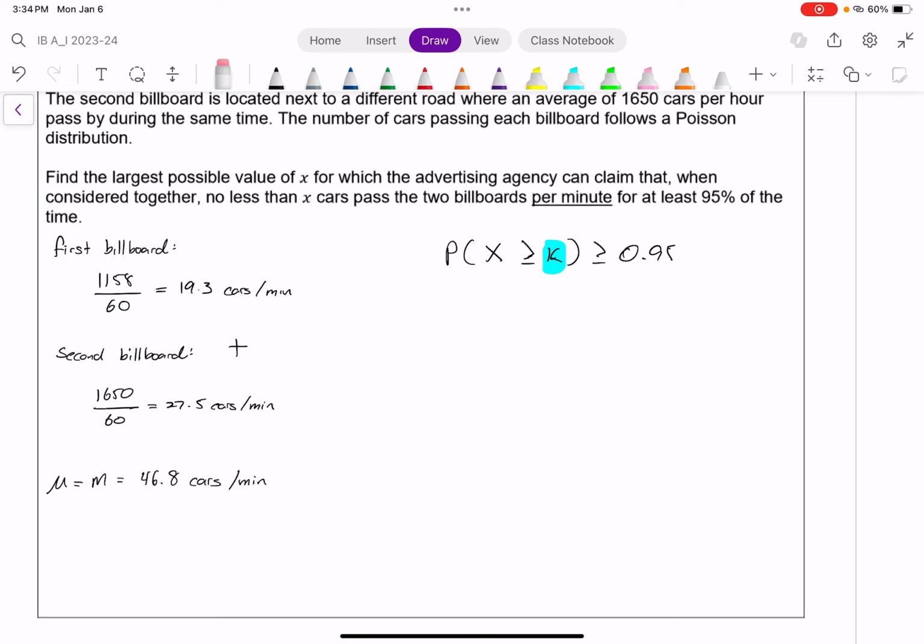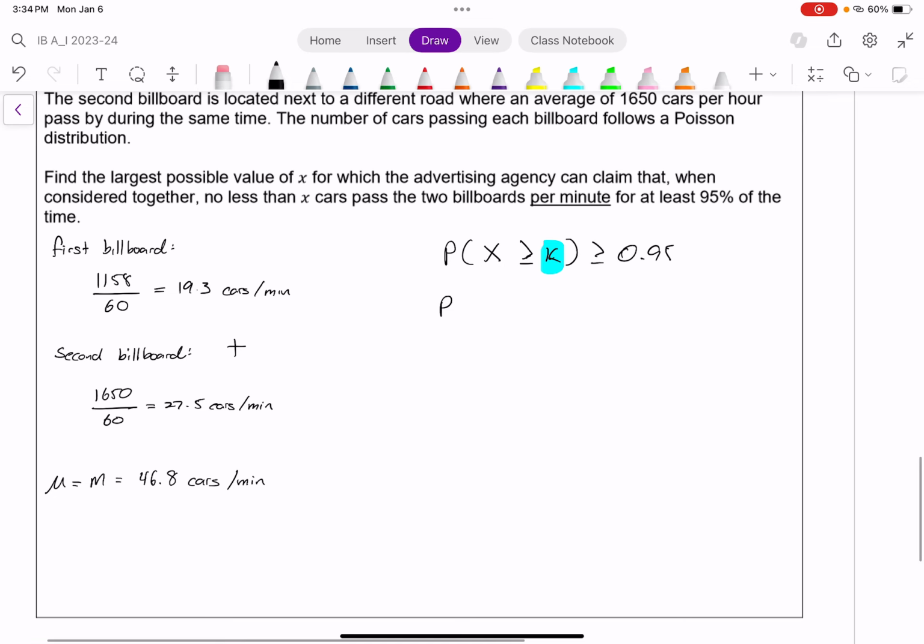Remember, again, our calculators aren't so good at telling us more. So I'm going to adjust this and write it another way. This is the same as finding the probability that X is less than K, less than 5% of the time. So these two are equivalent. Finding where it's more than or equal to 95% is equivalent to finding where it's less than that 5% of the time, 0.05.